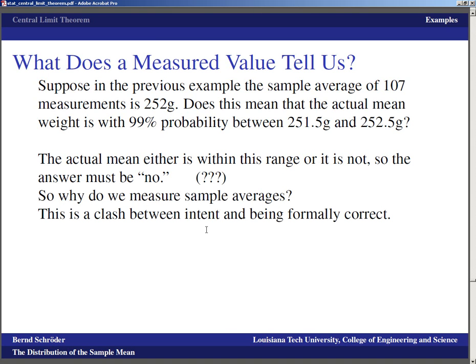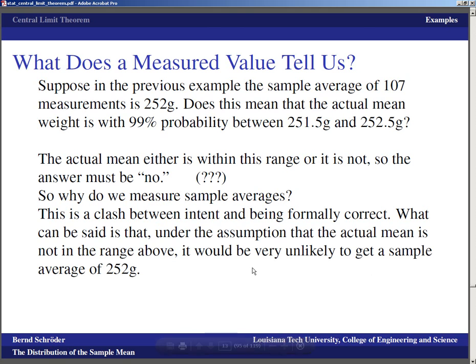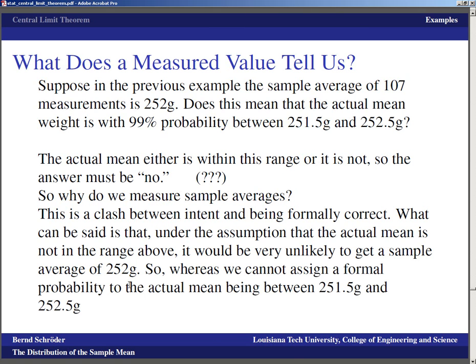Well, this is a clash between the intent and being formally correct. And what we can say is that under the assumption that the actual mean is not in the range that we've given above, it would be very unlikely to get a sample average of 252 grams, because a priori we would only have a 2.3% chance to get such a sample average, yes.